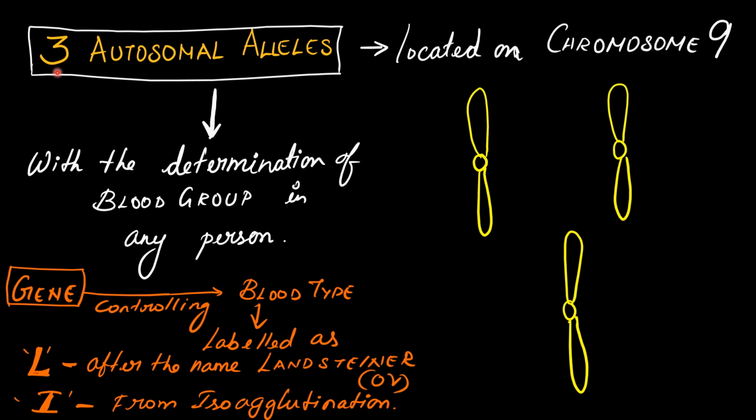Now, we are going to have 3 autosomal alleles. Already we saw it is 3 alleles to determine the blood group. Now it is going to be 3 autosomal alleles. What is the 3 autosomal alleles? Alleles which are located on the autosomal chromosomes.